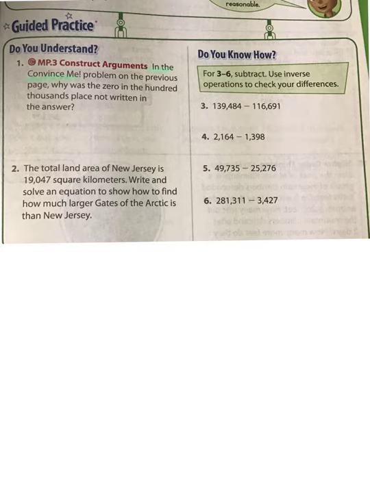Guided practice number 1. In the convince me problem on the previous page, why was the 0 in the hundred thousands place not written in the answer? I have added the problem from the previous page. Our hundred thousands place is right here. We don't need to place a 0 here because whether we do or not, the answer is still 31,484.